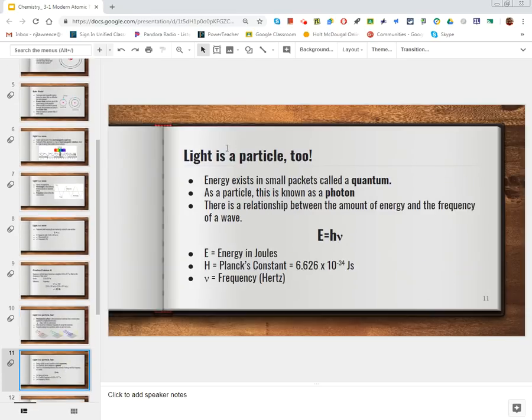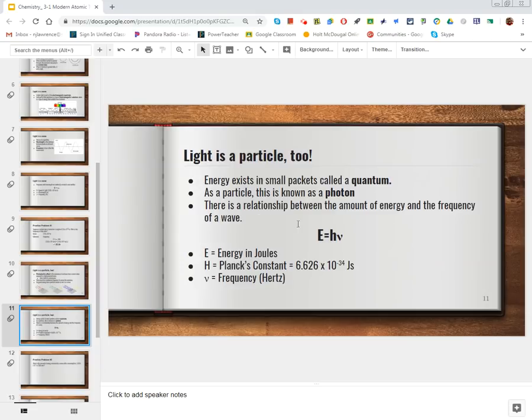So what do we see here? We see light is not just a wave, but it's a particle too. These particles exist in small packets called quanta, and each particle of light we call a photon. As photons come bouncing in, they can knock off electrons. And now here is the relationship to understand the amount of energy, because we'll use this to find the energy needed to knock off electrons.